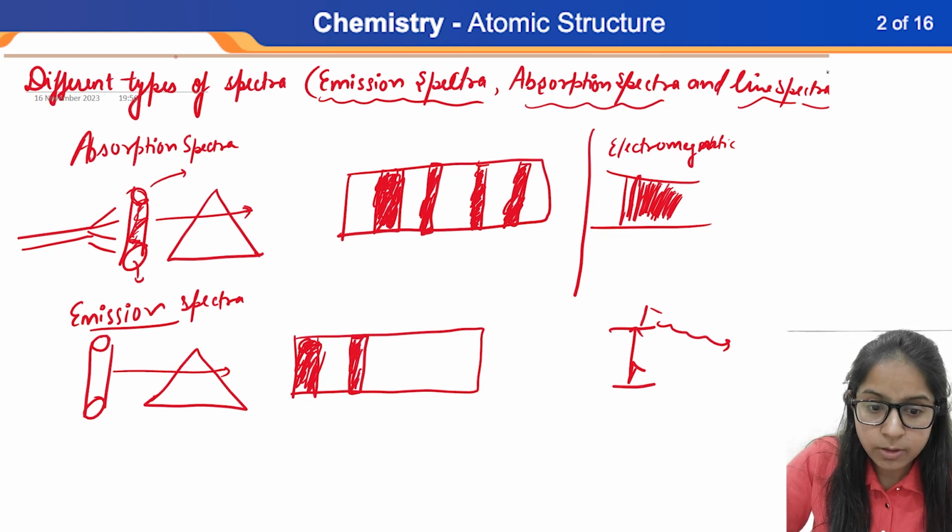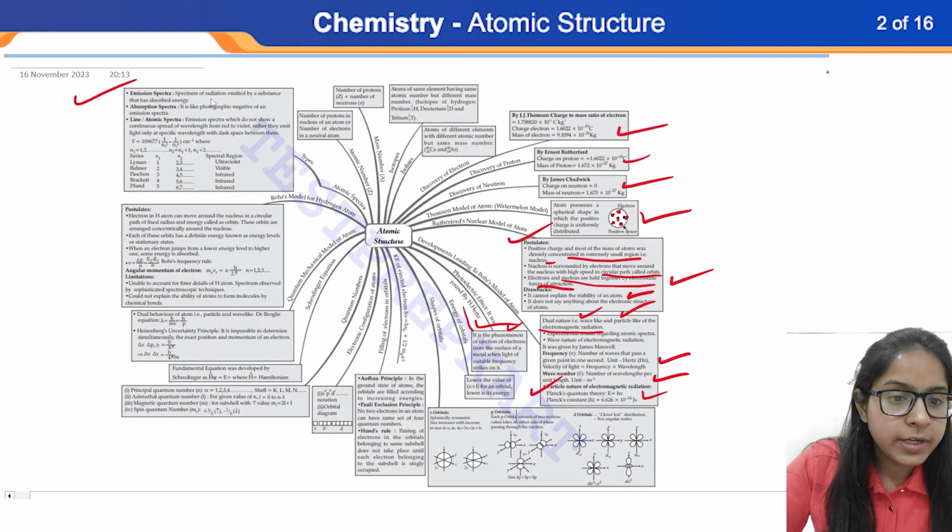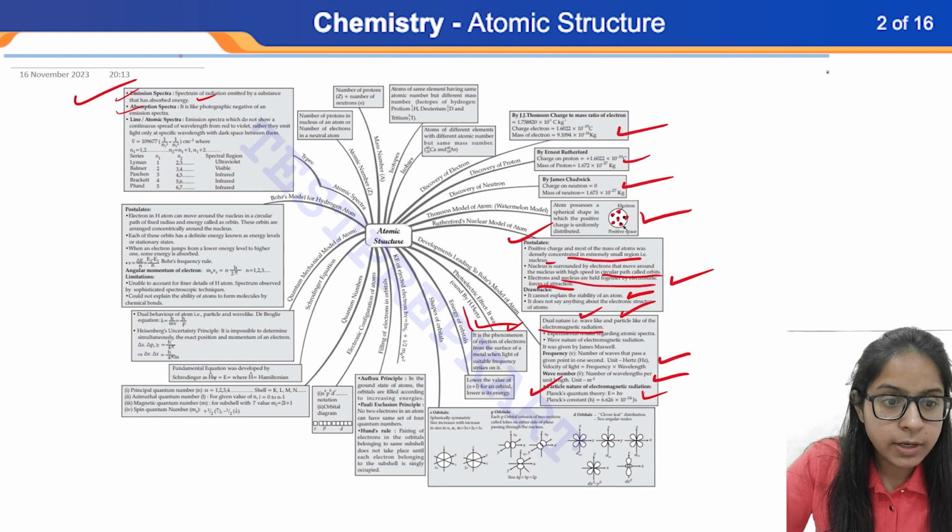So we are not going to get exactly the same spectra. The emission and the absorption spectra are exactly opposite. Where we do not have lines, we get lines in the emission spectra. I hope this is easy to understand for you. Now this is our emission and absorption spectra. Let's read it. The spectrum of radiation emitted by a substance that has absorbed energy, meaning the already absorbed energy is going to be emitted, is called the emission spectra. The absorption spectra is like a photographic negative of the emission spectra.